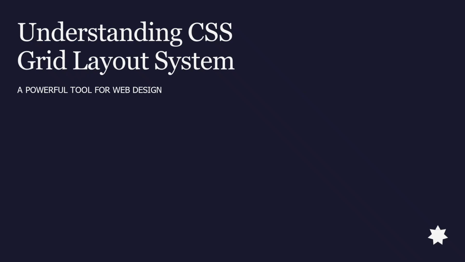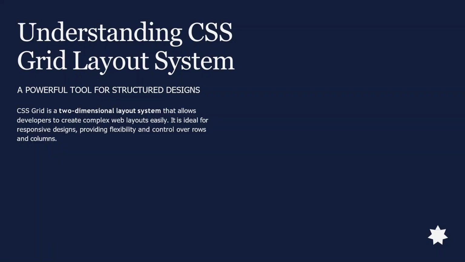Now let's start Grid. Grid is a two-dimensional layout system. It means it can handle rows and columns both at the same time. This makes it perfect for complex page layouts.